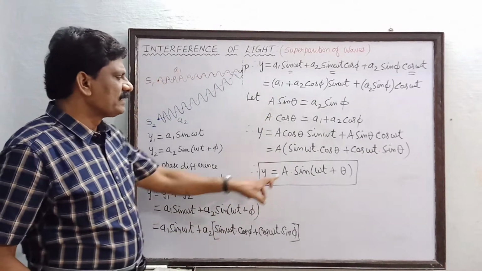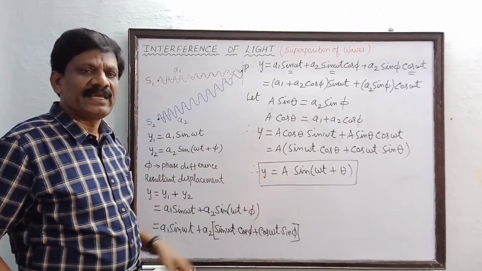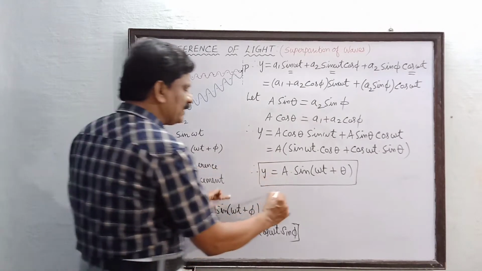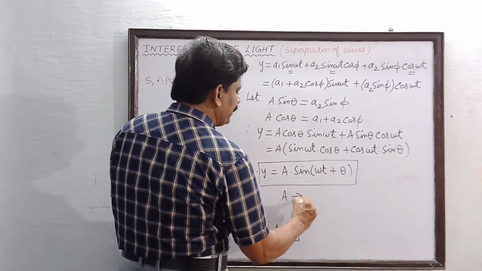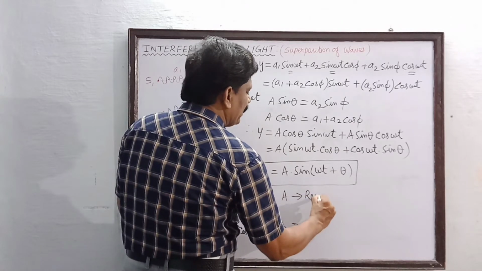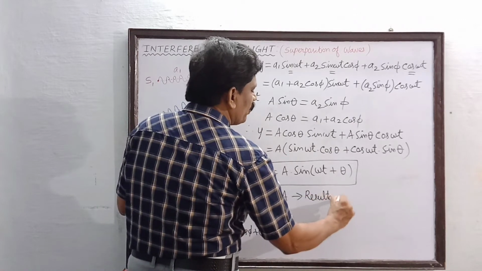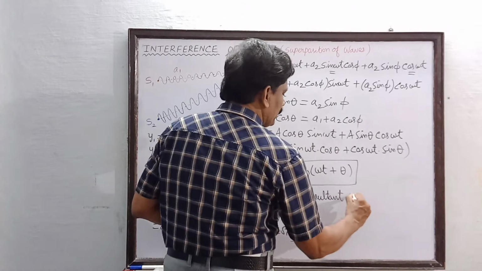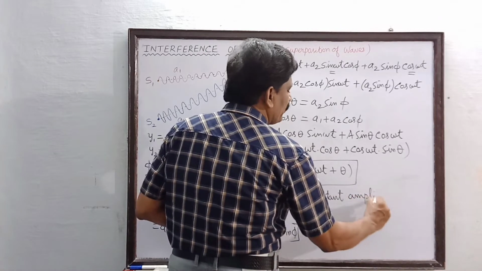Now what is capital A here? Capital A is called the resultant amplitude. So capital A represents the resultant amplitude of the wave.